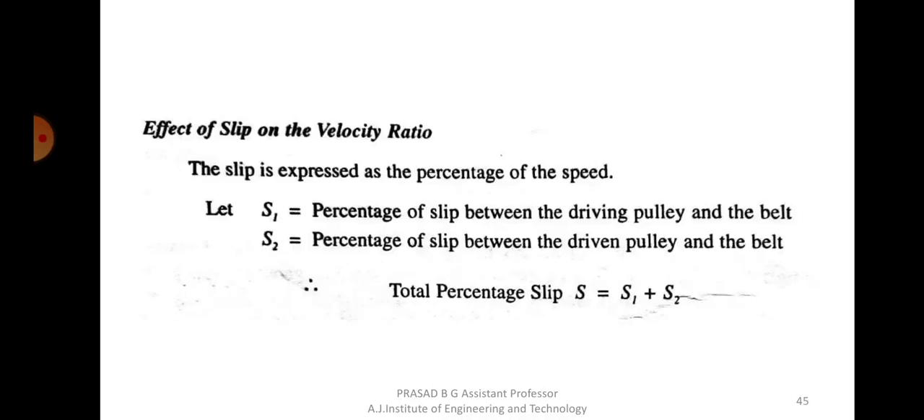Now what will be the effect of slip on velocity ratio? The slip is usually expressed in terms of percentage of speed. Suppose we consider S1 as the percentage of slip in the driving pulley of the belt, and S2 as the percentage of slip in the driven pulley of the belt. Then the total percentage slip is calculated as S1 plus S2. So if some amount of slip is taking place in the driving pulley and some amount of slip is taking place in the driven pulley, then the total slip is considered as the sum of the two, S1 plus S2.